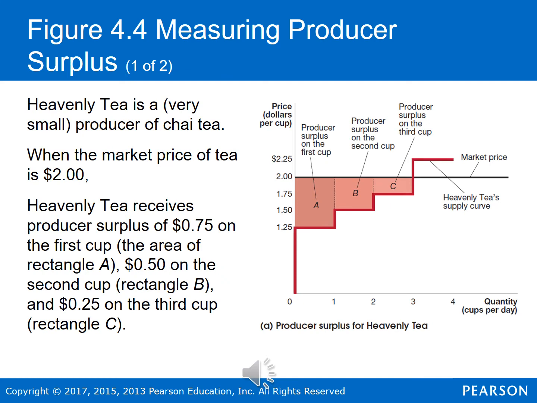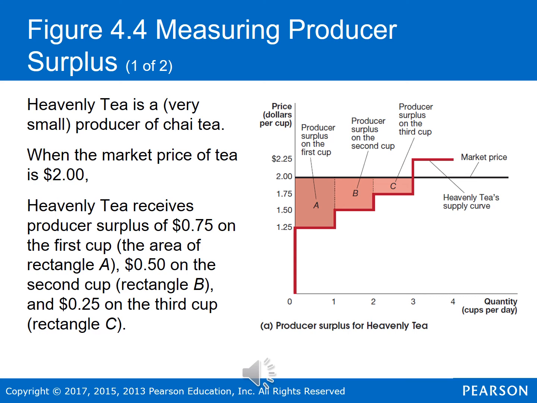So let's return to this market for tea. Heavenly Tea is a small producer of tea. Now, the marginal cost of their first unit, to produce that first cup of tea, is going to be $1.25. That's how much it costs them to produce that one cup. To produce the next cup, it's going to cost them $1.50. So their costs are going to increase. Remember, because supply curves slope upwards, we're going to have marginal costs increasing as firms produce more.